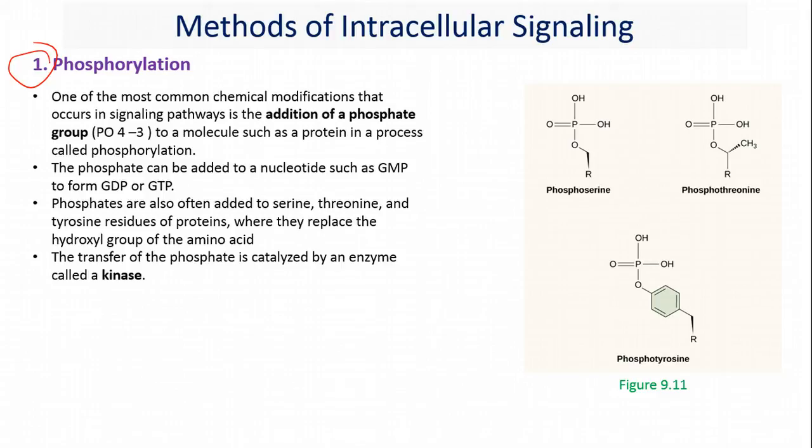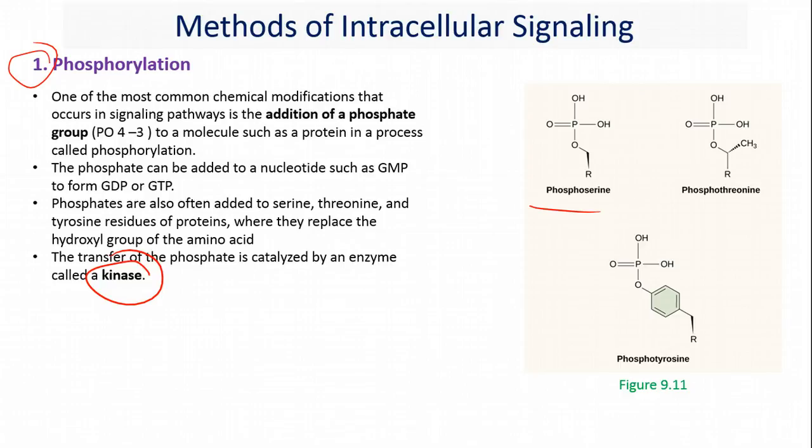And here we have some examples. This is a serine molecule where the hydroxyl group has been replaced with a phosphate group. It's common to replace the hydroxyl group. And if we're going to transfer a phosphate group through the action of an enzyme, we call that enzyme a kinase. So whenever you see the word kinase in an enzyme's name, you know that that enzyme catalyzes the addition of a phosphate group.